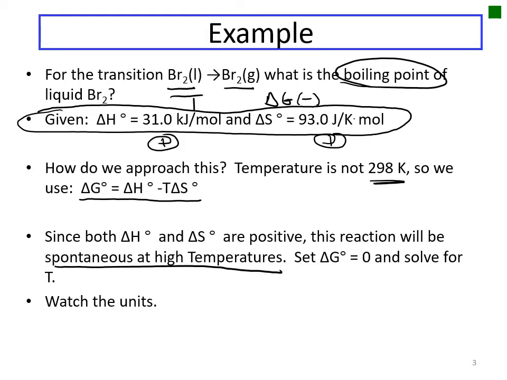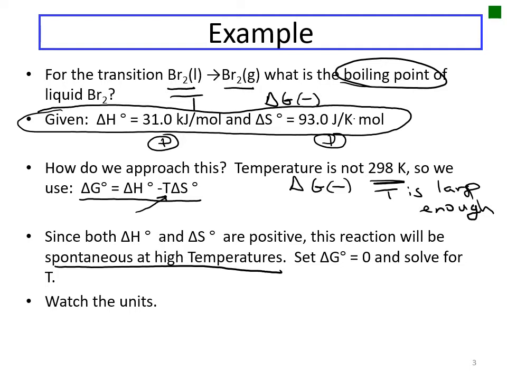Let's think about it for a moment. In order for this reaction to be spontaneous, delta G itself has to be negative. Delta G is only going to be negative when this T is large enough. If the T is too small, then our delta H will sort of swamp the whole thing, and this delta G will be positive, and the bromine will not boil.